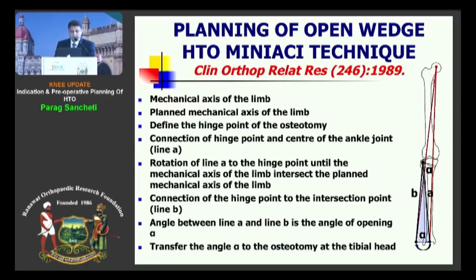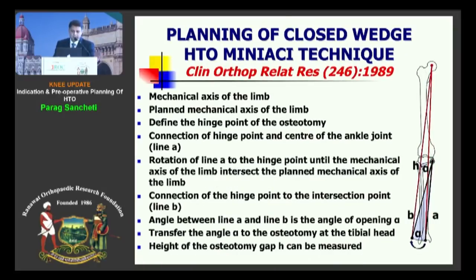This is very well described in the Clinical Orthopaedics journal in 1989, and you should follow this, and it's not very difficult to plan. Once you get the angle and the height, that can again be extrapolated to your wedge, and I'll show you in a minute how this height of the osteotomy can be extrapolated to the amount of correction you've got to get. A similar thing can be done for a closed wedge.